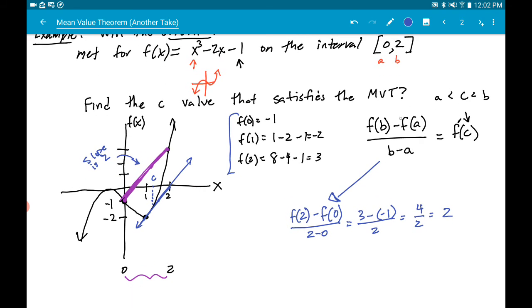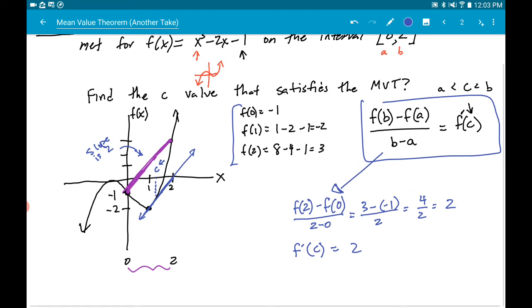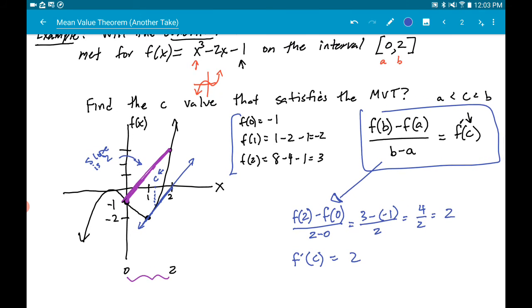And so now if we kind of continue this idea, we're saying that the derivative is equal to 2 somewhere. I'm saying that somewhere is at this C value. So I can find the derivative of that cubic pretty quickly. The derivative is 3x squared minus 2. Just use the power rule. And I want to know where that derivative is equal to 2.